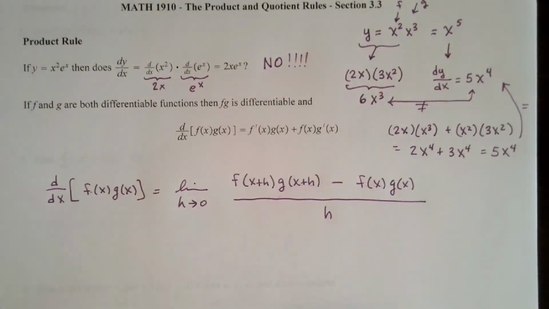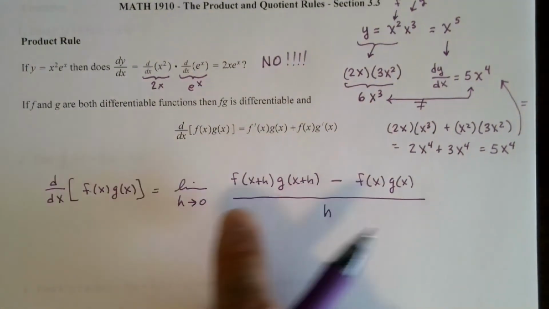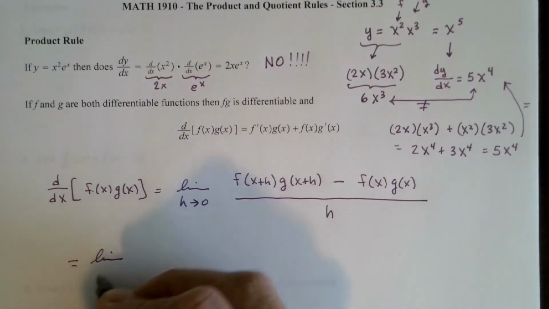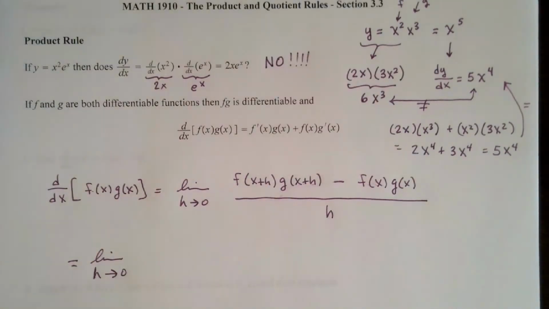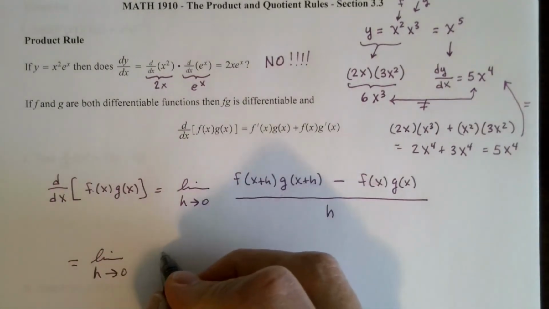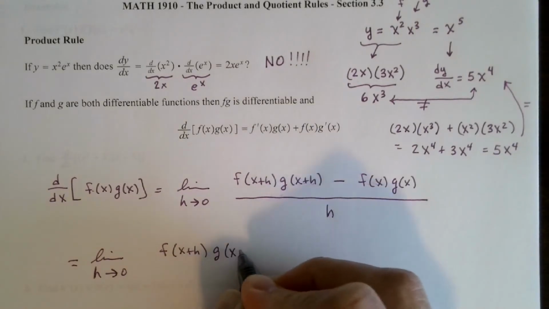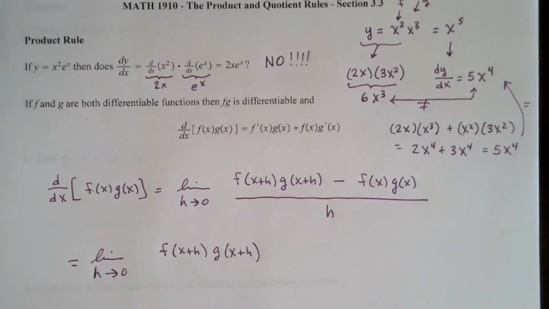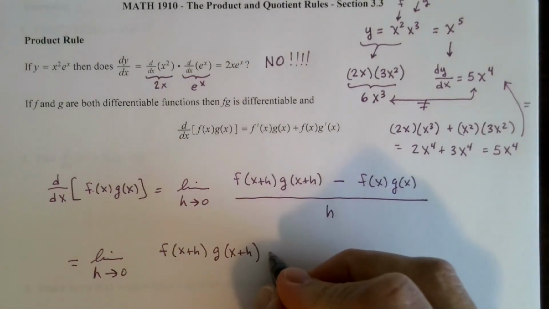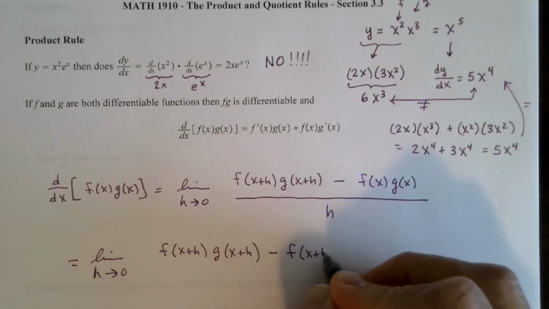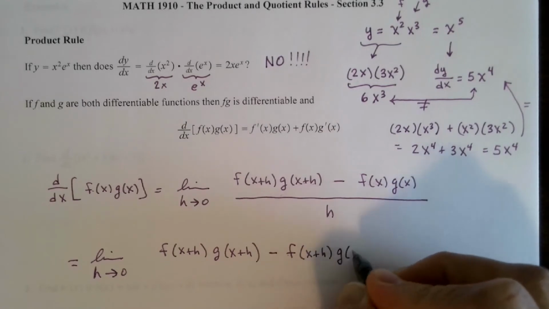Now, if you plug in again, h is 0, you're going to get 0 over 0. This is indeterminate. Now, what I'm going to do next is valid, although you would probably not understand initially why we would want to do this. I'm going to subtract, and then add the same expression. Let me do that first. So I want to subtract from this f of x plus h times g of x.